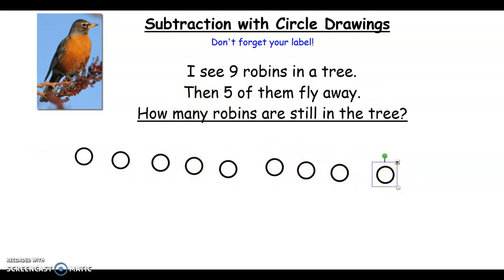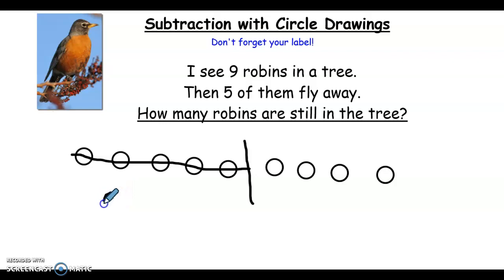Now, 5 of them are going to fly away. So we have to count to 5. 1, 2, 3, 4, 5. Draw your break apart. And we are crossing them out because they're flying away. And remember, we don't want to erase them because we still want to see the whole story problem and see what happened here. So let's also try to find out how many robins are still in the tree. 1, 2, 3, 4. 4 robins are still in the tree. So our label would be robins. We would say 4 robins.